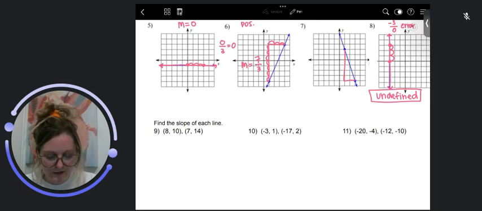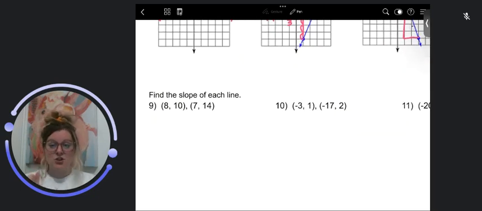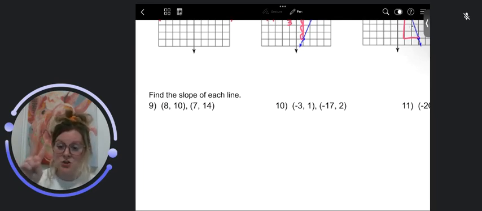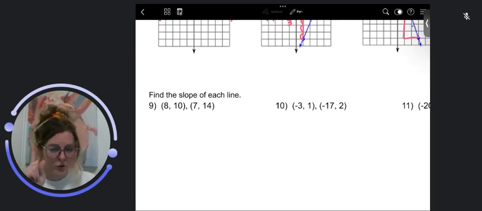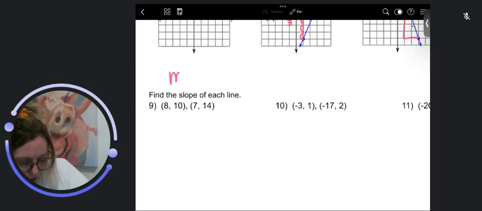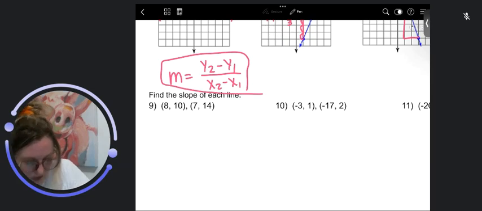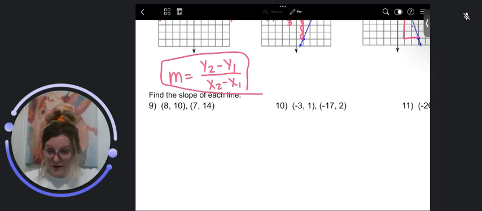All right, here we go. So we're going to find the slope of each line. I'm going to show you how to do it mathematically, and then I'm going to show you how to do it in your calculator. We're going to do one mathematically first because it is important that you know. Your slope is y2 minus y1 over x2 minus x1. Guys, that is so, so important. You are going to use that all through your math career. So put it in your brain now so you don't have to memorize it later.